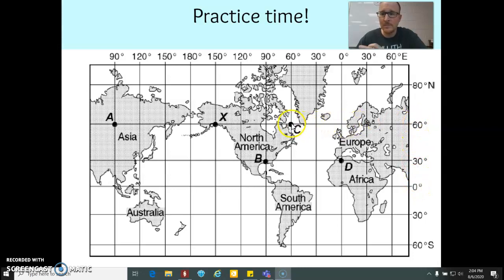Okay, so then we do the same thing for our longitude. So our first coordinate is 60 degrees north. So we find the prime meridian right here. Is it east or west of the line? Right, it's west. Okay, and so we are 1, 2. So we are 60 degrees west. So the correct coordinate would be 60 degrees north, comma, 60 degrees west.